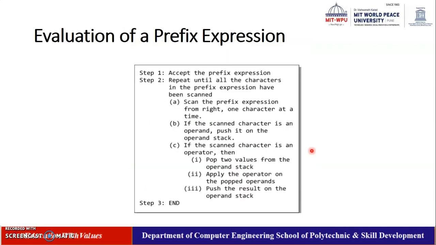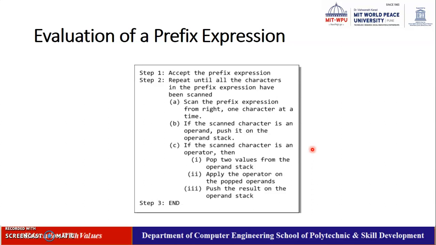Evaluation of a prefix expression has its own algorithm. You accept the prefix expression in your hand and then scan it in reverse order. Generally for postfix evaluation we scan the expression as it is, from the left side to the right side. Here in the prefix expression we scan from the right side to the left side. That is the first difference we need to remember.